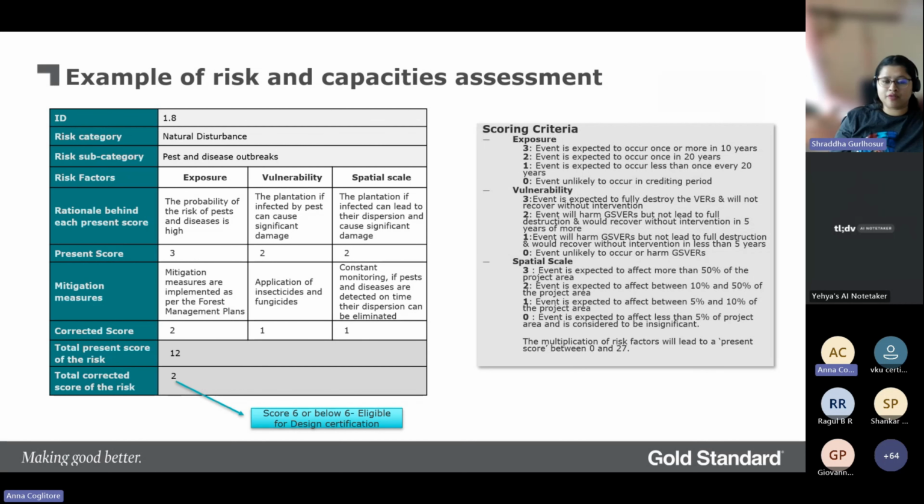Any score 7 or above reflects that mitigation measures are required and the project cannot move ahead for design certification unless through the mitigation measures the scores are brought down. For example, in the example, if you see the mitigation measures provided, they bring down the score to 2, 1, and 1. The product of 2, 1, and 1 gives you 2, which is 6 or less than 6. That is, it is eligible for design certification. Next slide.